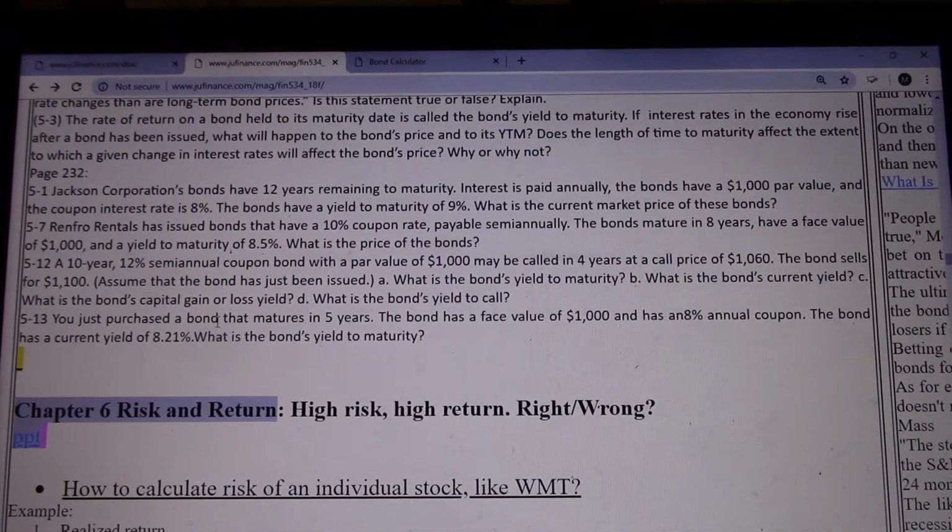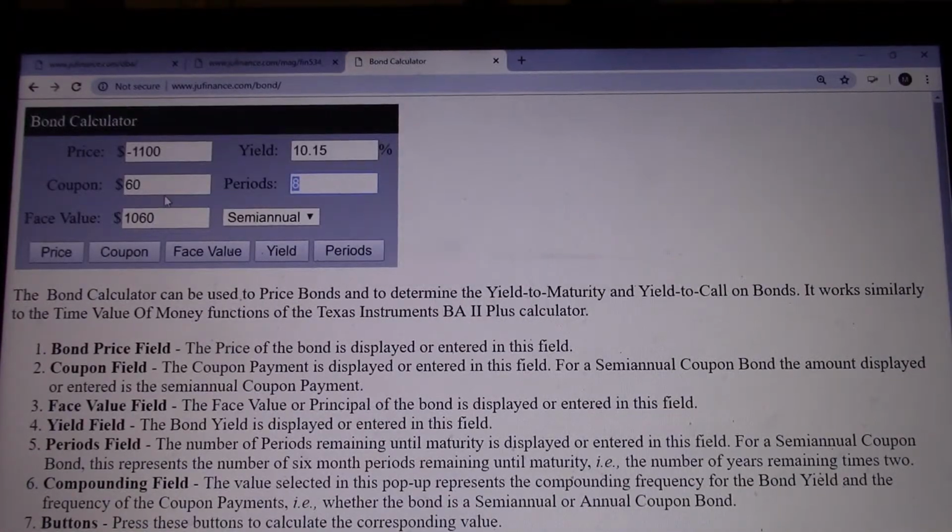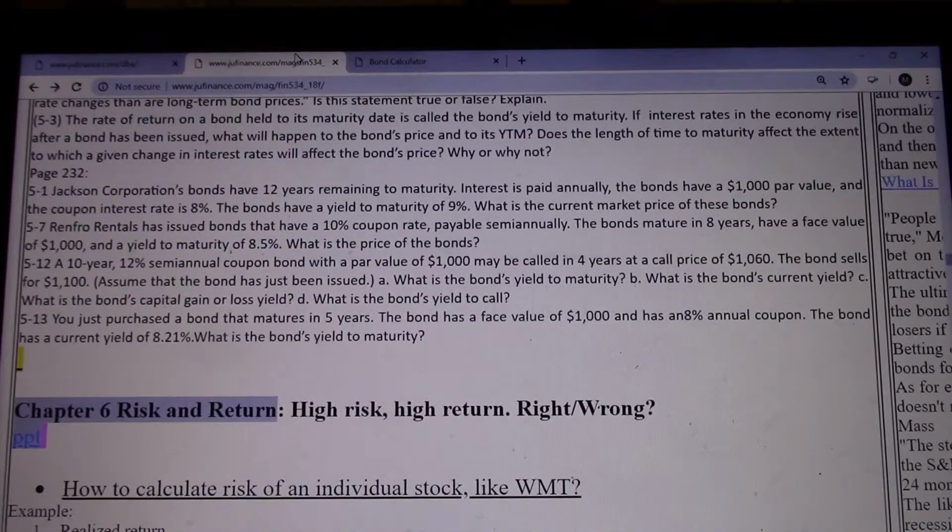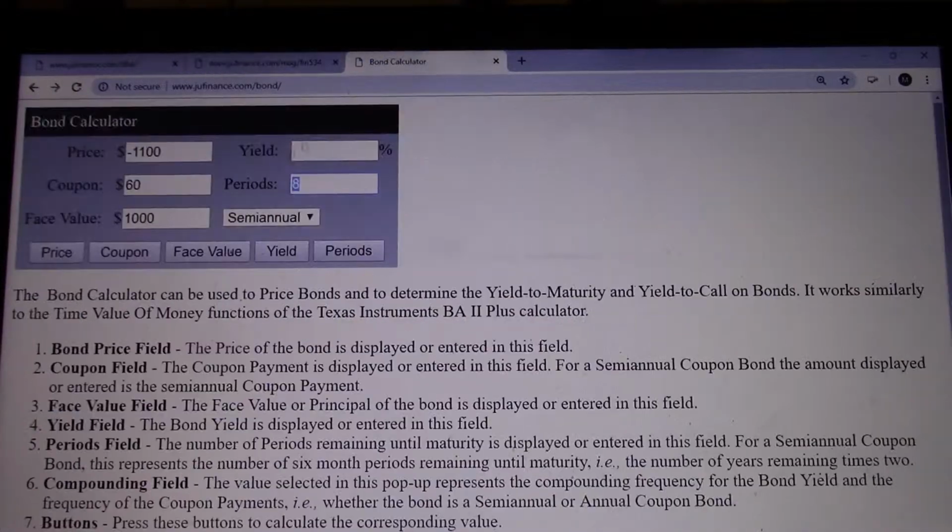So, the last question, number 13. What is this yield to maturity? To calculate the yield to maturity, we need to know the price, coupon, face value is always 1,000. We also need to know how long, and can we get this information from the question? Okay, matures in 5 years. So this is the annual coupon bond. So we got 5 years.